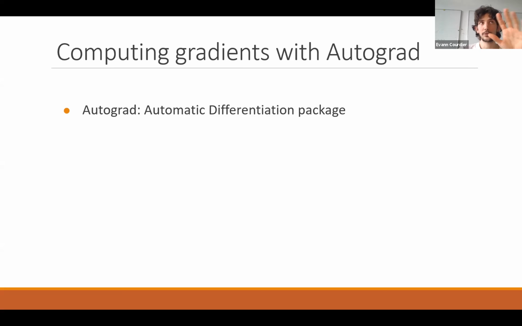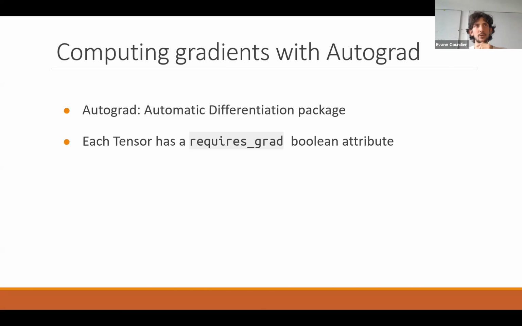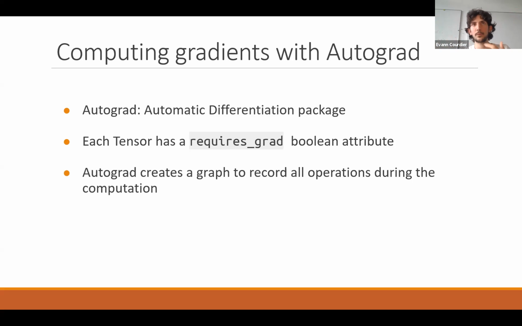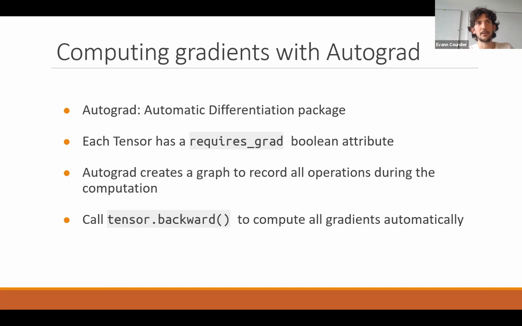That's what we will use: AutoGrad, the differentiation package of PyTorch. So how does that work? Each tensor in PyTorch will have a requires_grad Boolean attribute. Then when you perform operations on the tensor, AutoGrad will create a computation graph to record all these operations. Then when you finish the computation, you can call tensor backward to directly compute all the gradients automatically.